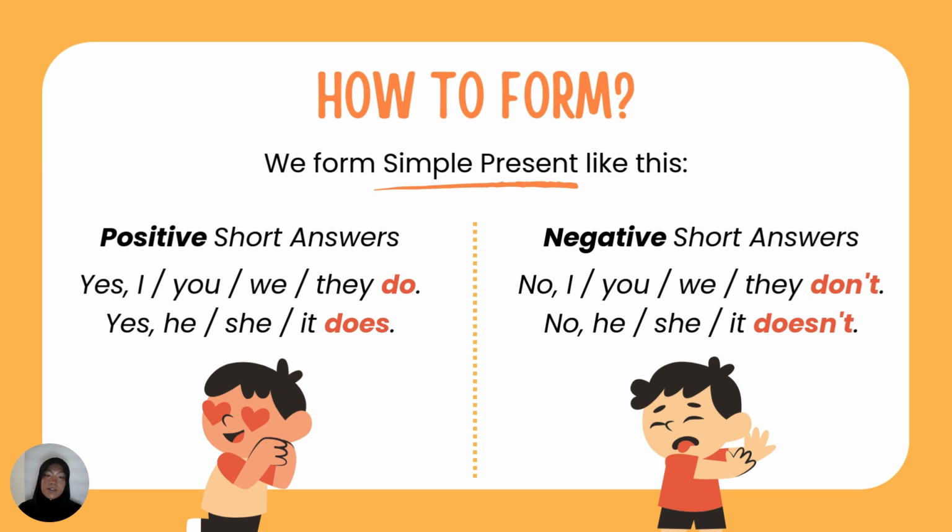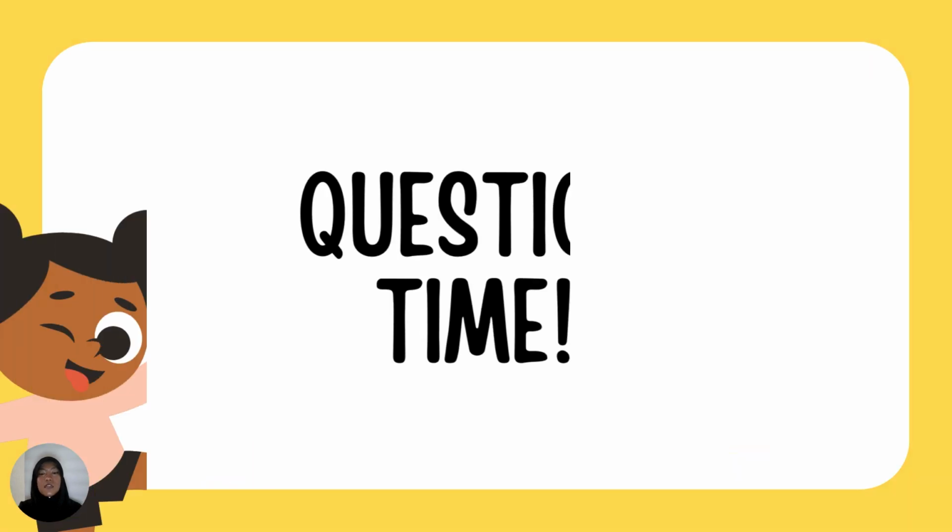And for negative short answers, no, I don't. No, you don't. I know that you don't. No, we don't. And no, they don't. Maybe you can imagine some situations or questions where we use these short answers. You can practice this with your friends later on. And no, he doesn't. No, she doesn't. No, it doesn't. Later on, we will do an exercise in class about these short answers so that we can practice and master how to use do or does based on third person, first person, and second person, either singular or plural.